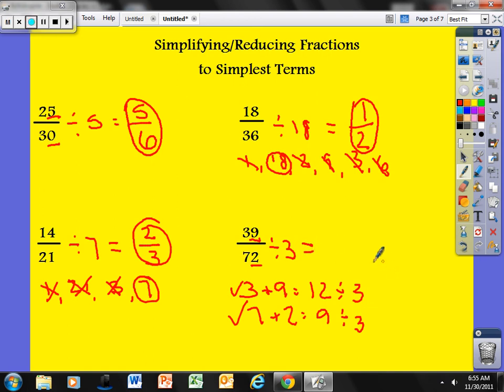Okay, 39 divided by 3. If I don't know it, I could just go over here. 39 divided by 3. 3 goes into 3 one time. I subtract. That's a 0. I bring down the 9. 3 goes into 9 3 times. Hey, that's 13. Love it.